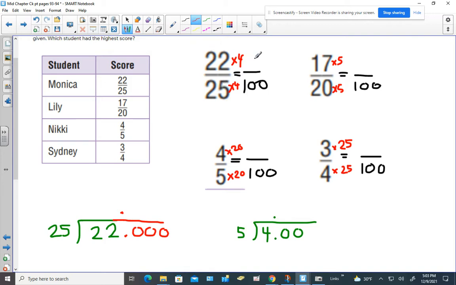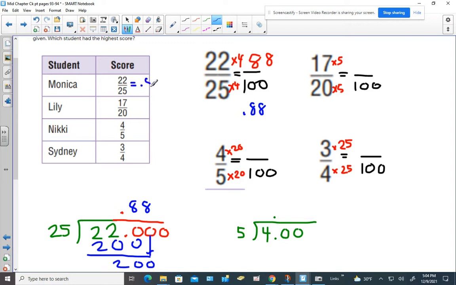Now 22 times 4 would end up giving you 88. So did you know that 25 would go into this 8 times and we would get 200? And if we subtract, we get 20 left over, and we would bring down this 0, and wouldn't it go in 8 times again? And did you know that 88 over 100 is supposed to easily convert to 88 hundredths? So this reads as 88 hundredths, this and this read as 88 hundredths. So we can put it either as a fraction or a decimal, it doesn't matter, but Monica is 88 hundredths.